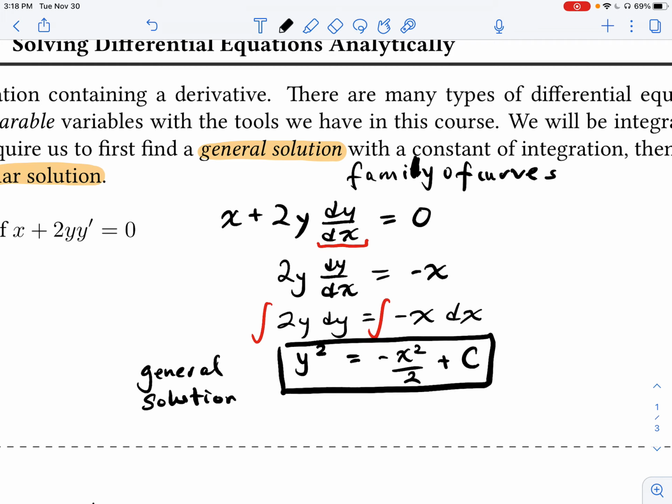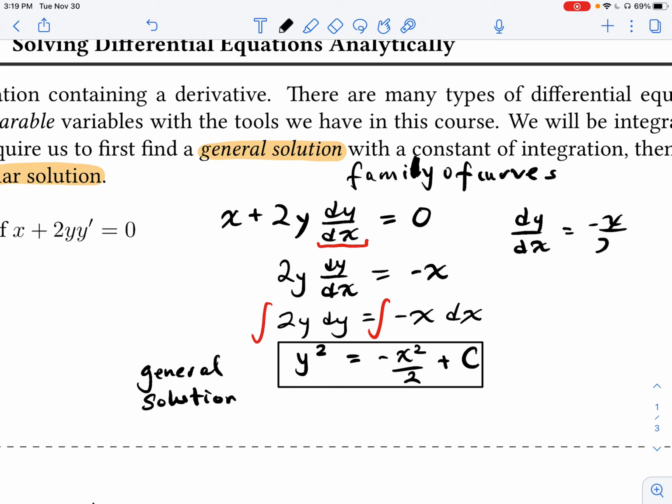Okay. So we've got a family of functions or curves. That is to say, we have an infinite number of equations whose derivative would be this dy dx, which in this case, we would say dy dx is equal to negative x over 2y, okay? Or would give us this original equation here.